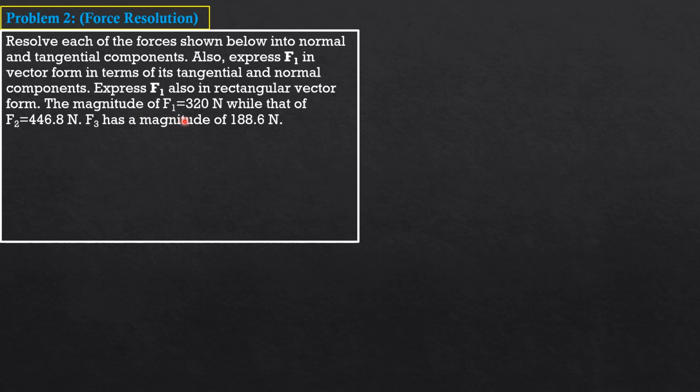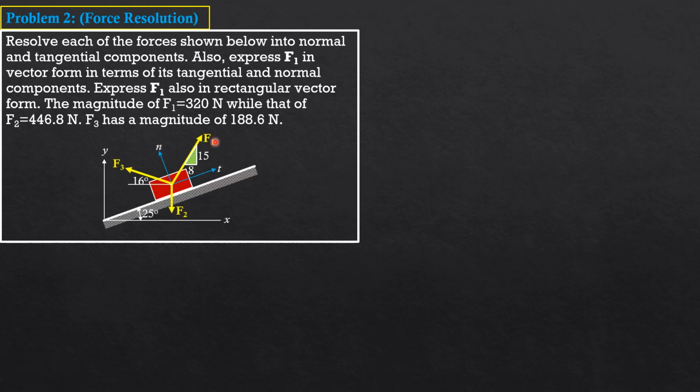The magnitude of F1 is 320 newtons while that of F2 is 446.8 newtons. F3 has a magnitude of 188.6 newtons. I will leave F3 to you to express in terms of its tangential and normal components. I'll just present F1, its normal and tangential components, rectangular vector components, and for F2, just the tangential and normal components. Then for your part, I want you to express F3 in terms of its tangential and normal components.